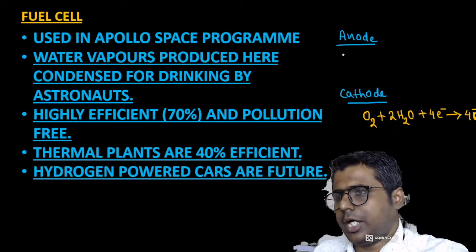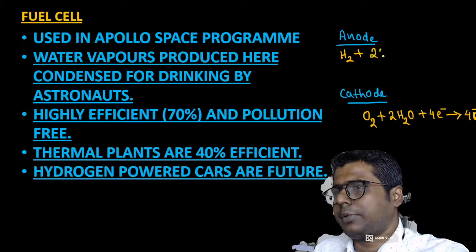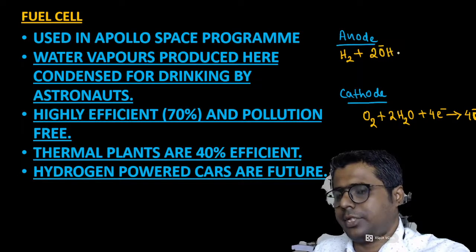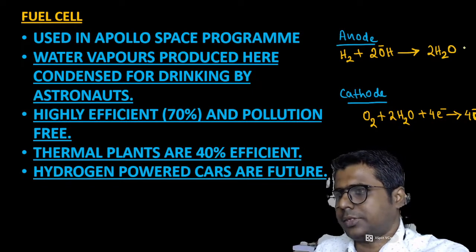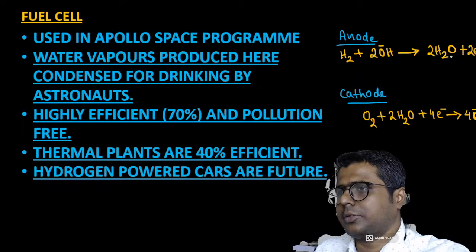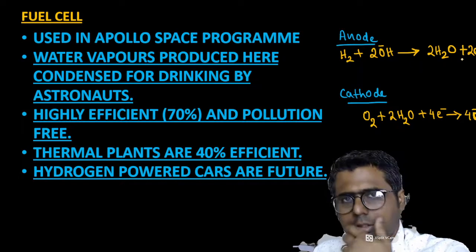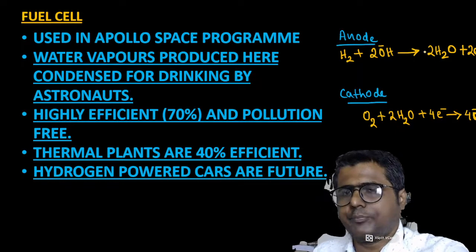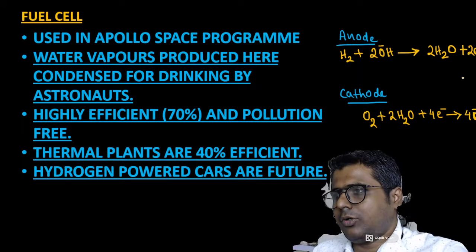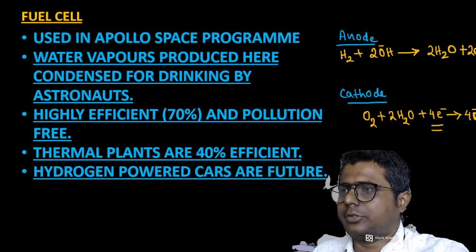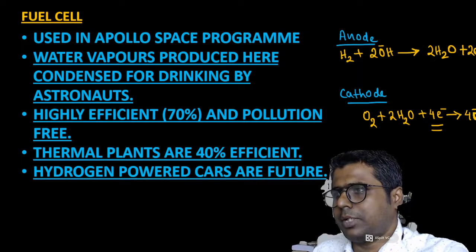So hydrogen reacts with OH minus already present in the electrolyte to form 2H2O plus 2 electrons. So see, in the anode the electrons are getting lost, and in the cathode electrons are getting absorbed. So in the anode oxidation is taking place, and in the cathode reduction is taking place. Here there are only 2 electrons produced at the anode, whereas we can see 4 electrons are required at the cathode. So this reaction has to be multiplied by 2.